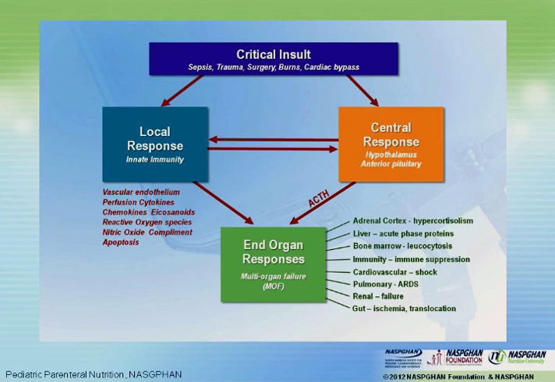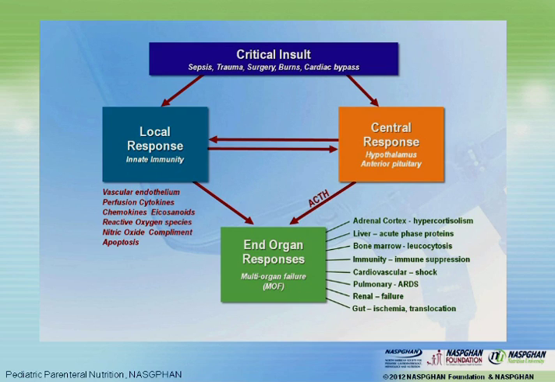The next two slides are actually borrowed from the pediatric slide set that Dr. Schulman mentioned, which is actually a very good reference. So you have a patient that's in the ICU for whatever critical insult, trauma, surgery, and they have a central response mediated by their hypothalamus, their pituitary, leading to ACTH stimulation. And you also have a local response, the tissue directly that's affected by this insult.